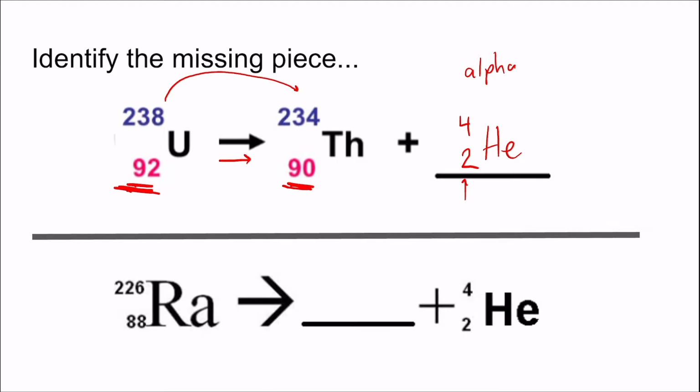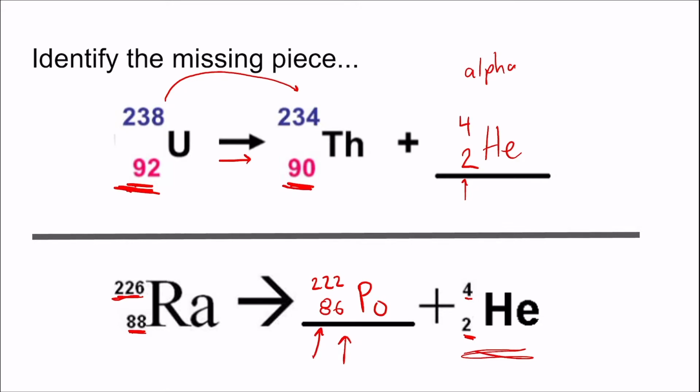Okay, let's take a look at this one. So for this one, it tells you the particle over here, but it doesn't tell you what it's going to become. So if it's at 88 and it loses 2, that means it's going to be 86. And then if it's at 226 and it loses 4, it's going to be 222. Okay, so for this one, it's Ra. It's going to lose 2 to become Po because 86 is polonium.